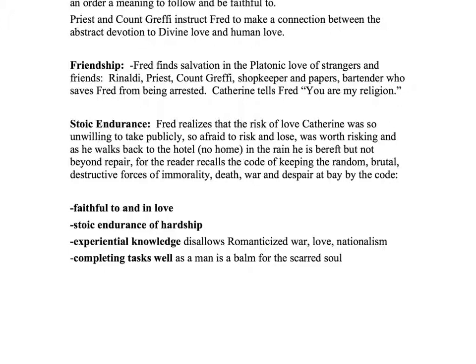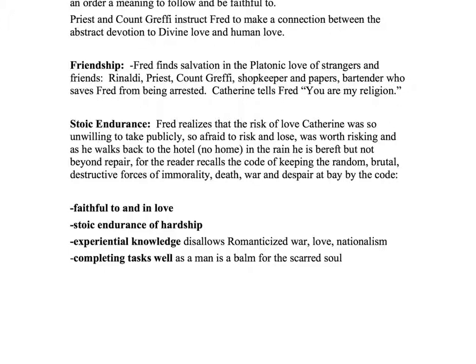Rinaldi as one who gets it, who's disillusioned with the war, but he completes his task well as a surgeon. The priest who has faith. The count who's in love. The shopkeeper who helps him. The bartender who saves Fred from being arrested. All of these people, he surrounds himself with coded people who help him get to a place where he can be alone with Catherine. And Catherine tells Fred that you are my religion, so she is clearly deeply in love. And finally, a stoic endurance.